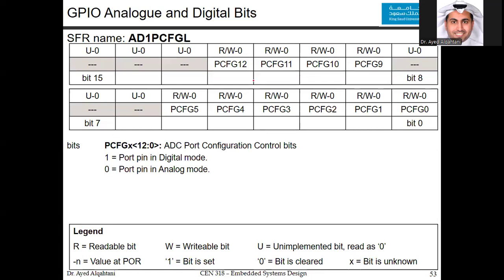For the ANSEL, you have ANSA 0, 1, 2, 3, 4, and 5. 6 and 7 and 8, they are missing. They are not there. And you have 9, 10, 11, and 12, and the others are missing. Now, to configure all these bits together, you use this special function register, AD1PCFGL. So it's an analog to digital port configuration for the bits that you want. Let's have an example explaining all of this.